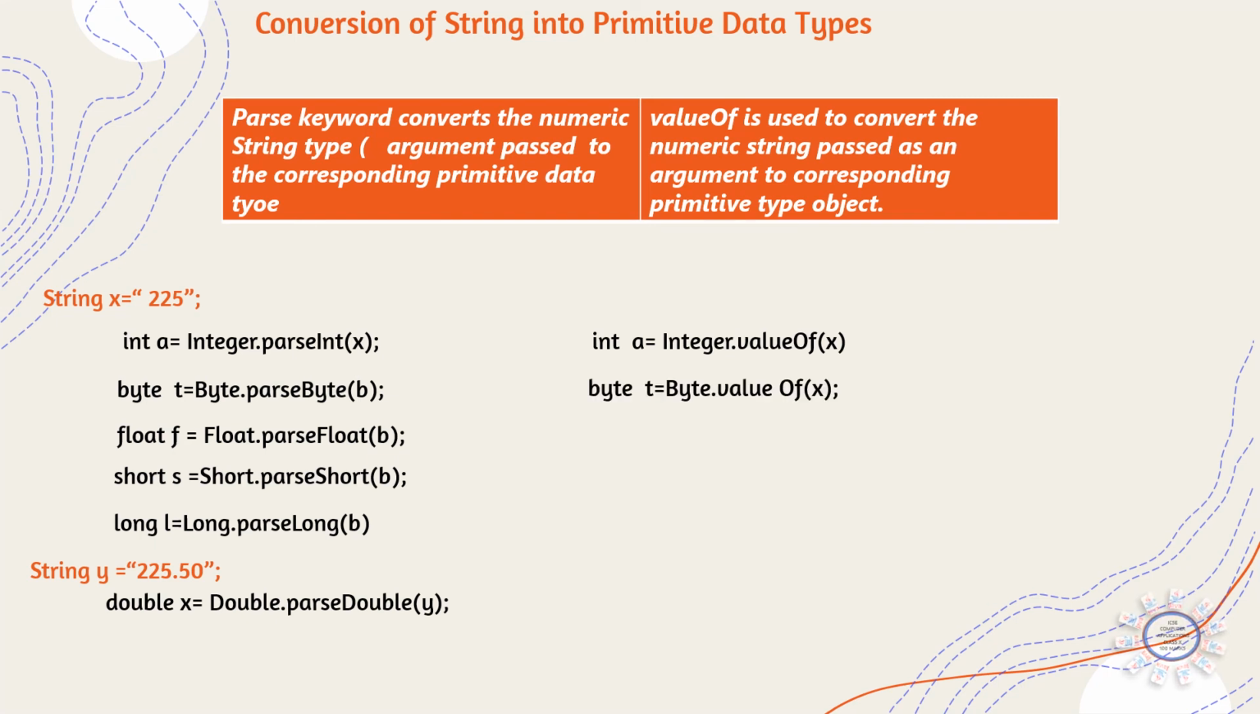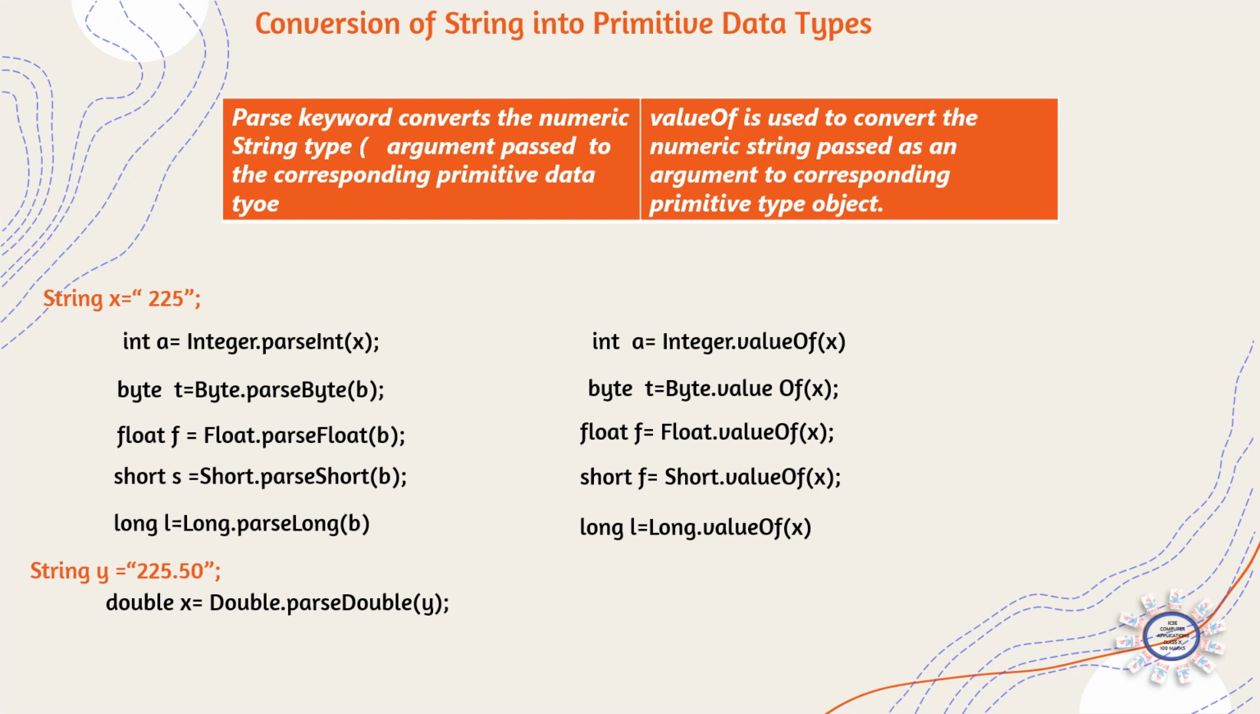And for byte, Byte.valueOf(x) with O capital, and float, Float.valueOf(x), and short means Short.valueOf(x), S capital, and long means Long.valueOf(x), L capital, and O will be capital every time. So like this the conversion can be done. And for double, Double.valueOf(y). So here it will be changed into double.